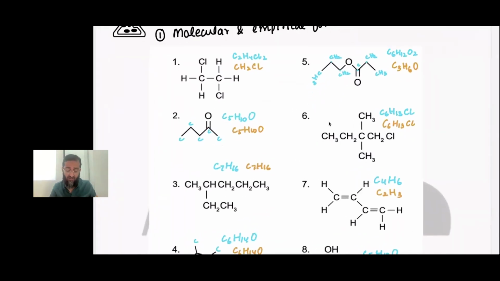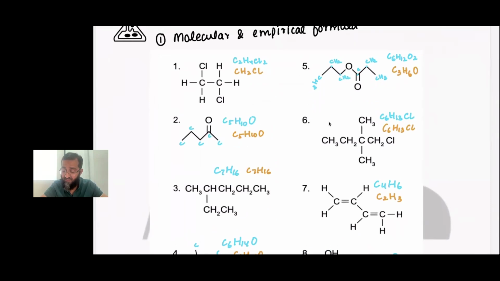Okay, so the first one is C2H4Cl2, so it is simplified to C2H2Cl. Then the second one is C6H12O2. That is an ester, not glucose. It's C3H6O. Then it's C7H16 and C5H10O.